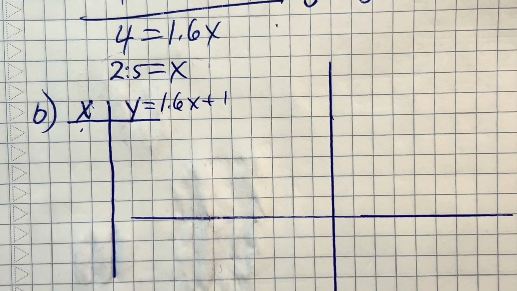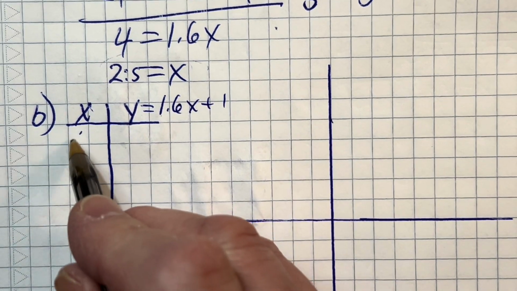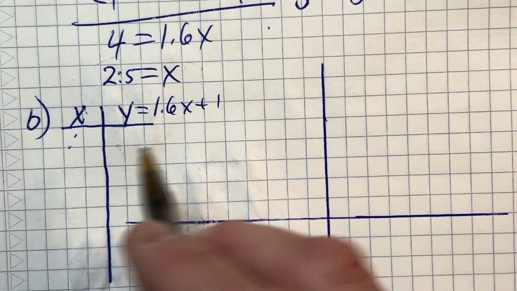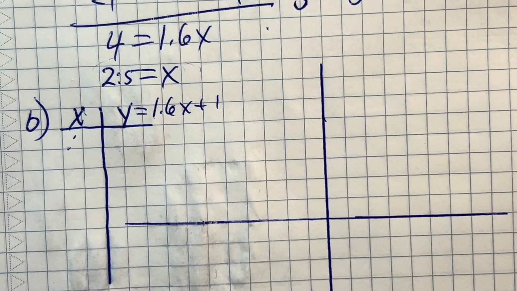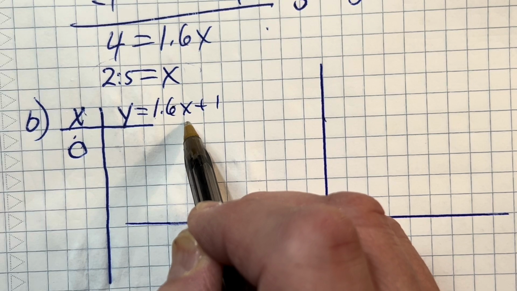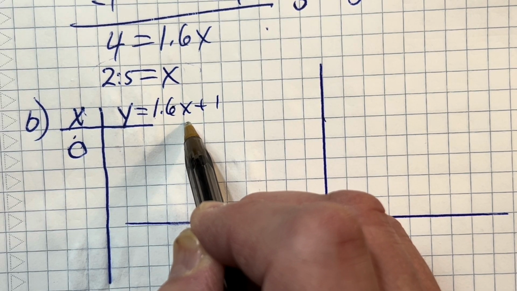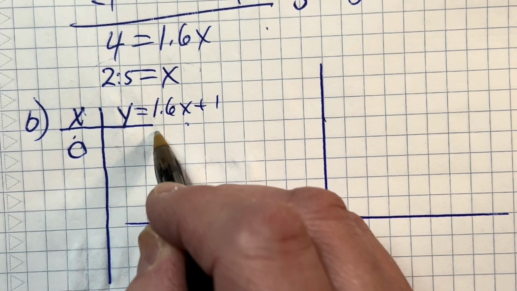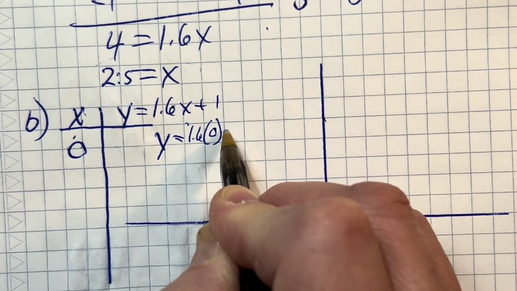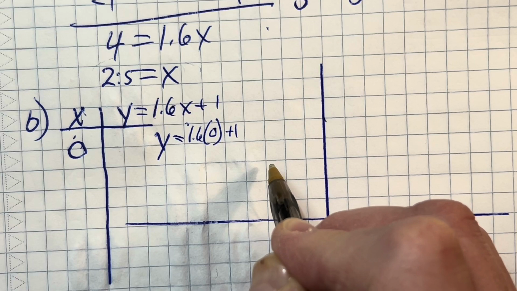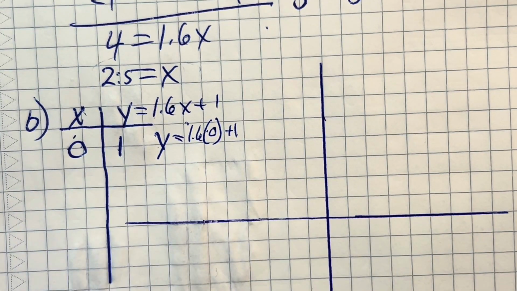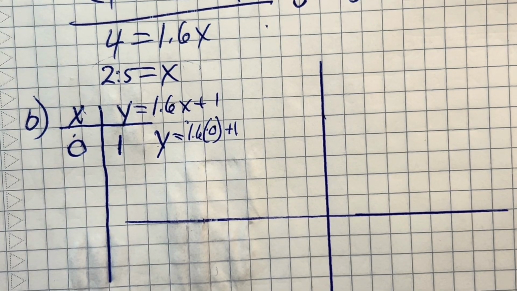I got some dampness on that paper. All right, so if I put a value in for x, what's the easiest one to put in? If we start with x being 0, that makes this x 0. So if that's 0, we have y equals 1.6 times 0 plus 1. That's 0, so y equals 1. See, the easiest one is choosing x to be 0.